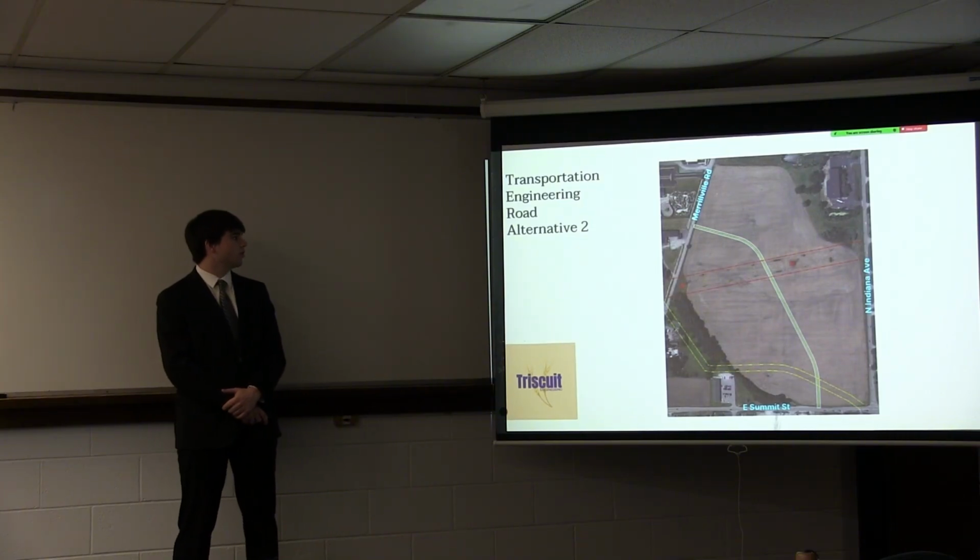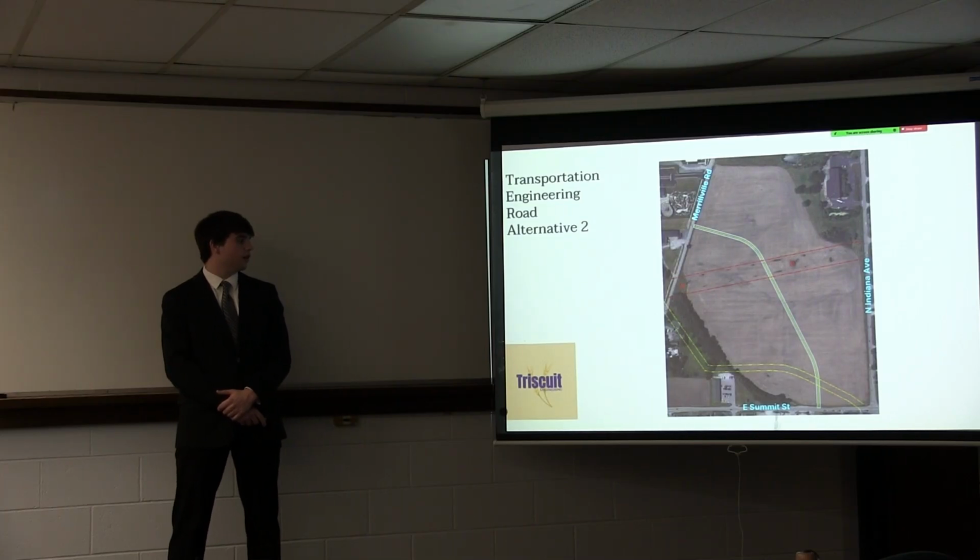Our second road alternative connects Maryville Road with East Summit Street. It also avoids the power lines, but this one runs through the gas and nearby the railroad, so it's not our primary use.